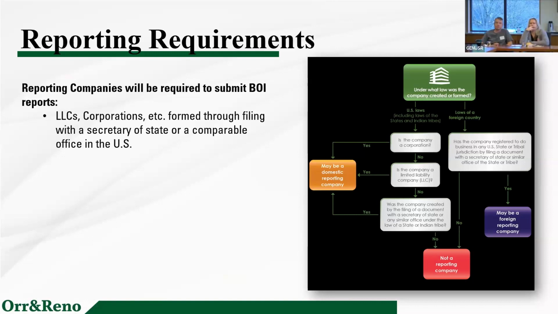So this slide has a flow chart that FinCEN, which is the agency charged with enforcing the statute, has put together to help you walk through whether you are a reporting company. A reporting company is the key term here for a company that has to provide this information. So it's basically corporations, LLCs, any other company that's formed by filing with any US state, and then foreign entities are also covered if the foreign entity registers to do business in a US state.